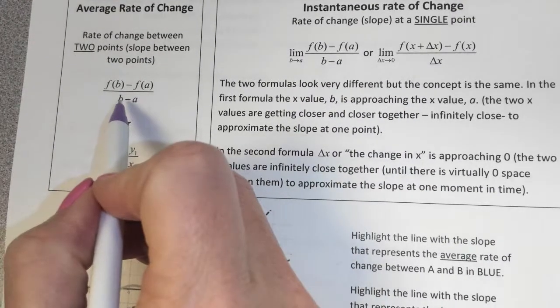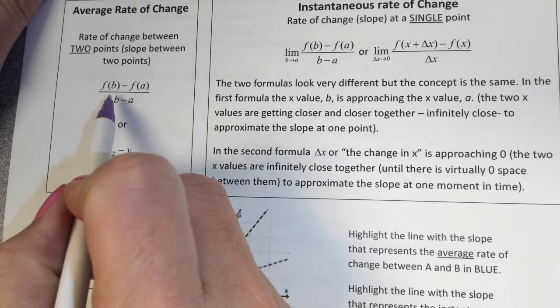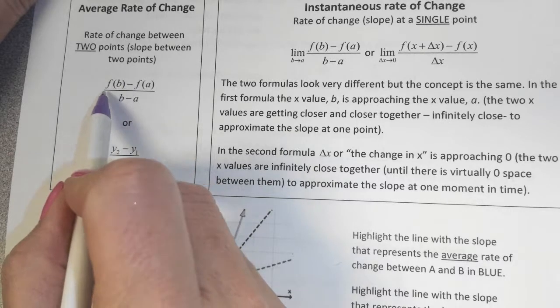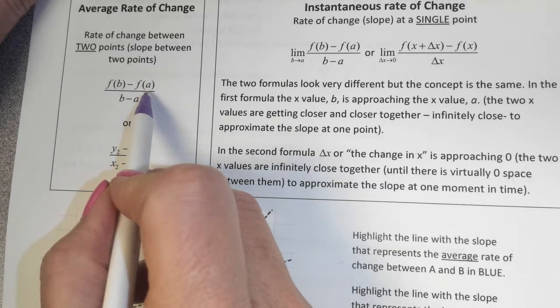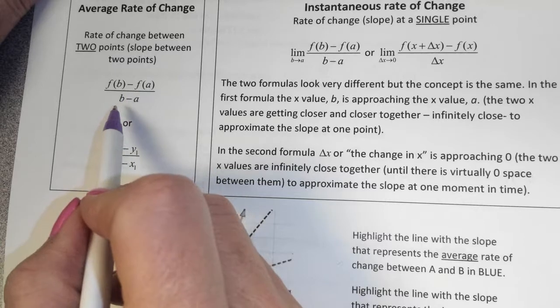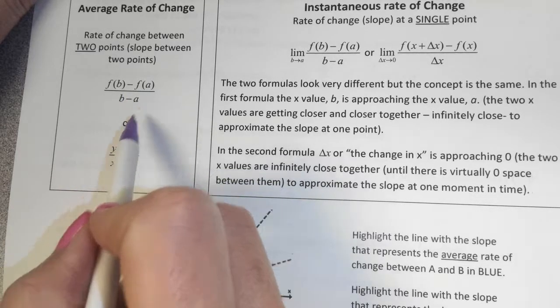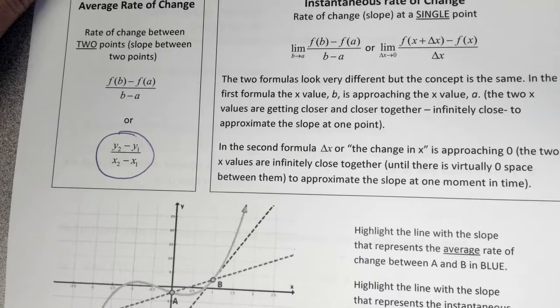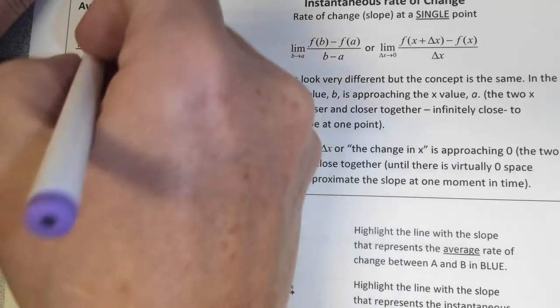So on average rate of change, this is really just our slope formula. We plug in the second value into our function, minus the first value goes into our function, and then it's all over b minus a. This is the way you're used to seeing average rate of change or slope, but we're also going to be using this way also.